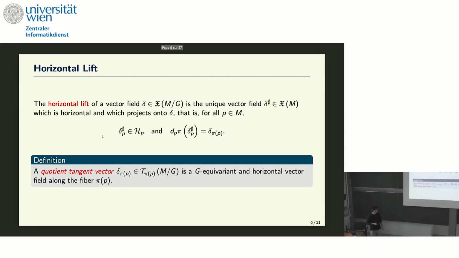All right. So this definition gives a hint of what a tangent vector in my quotient space is. Well, a quotient tangent vector in my quotient space is simply a G-equivariant and horizontal vector field along the fiber.